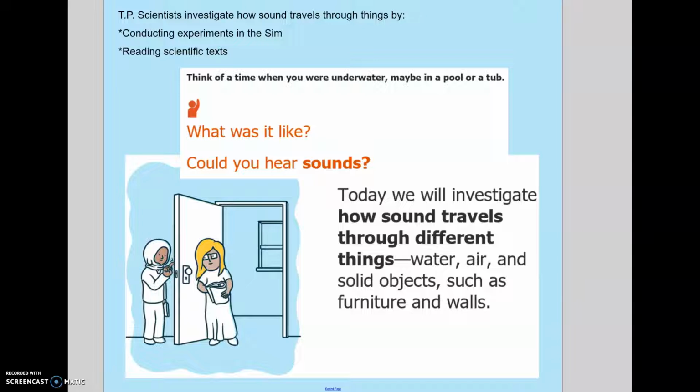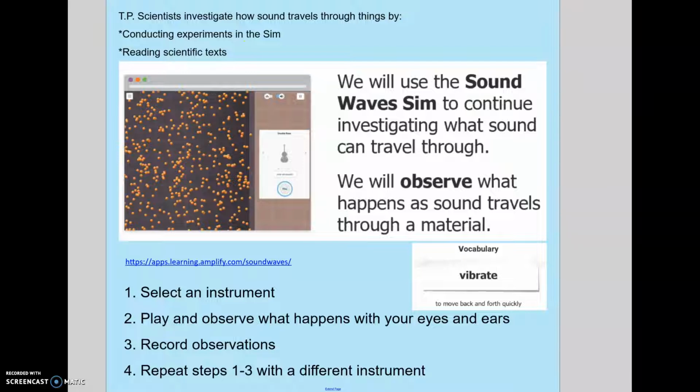sound travel through? So today we're going to investigate how sound travels through things like water, air, and solid objects such as furniture and walls. And we're going to do that by conducting experiments in our sim and reading scientific texts. So first we're going to go to our sim.